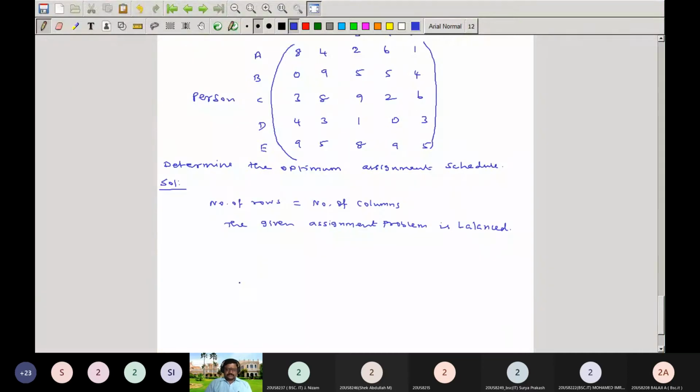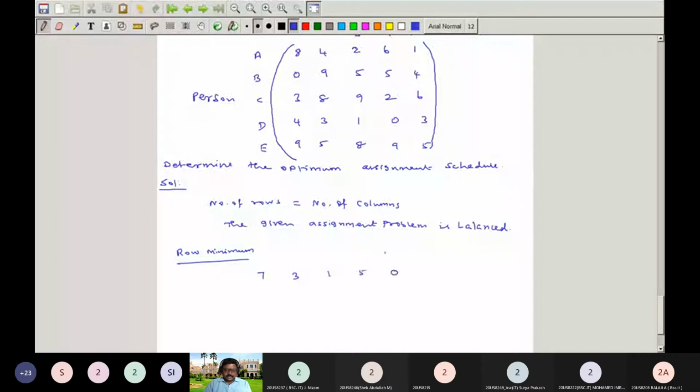Step 1: row minimum. The minimum value is 1. Subtract the minimum value from all the values. So 8 minus 1 is 7, 4 minus 1 is 3, 2 minus 1 is 1, 6 minus 1 is 5, 1 minus 1 is 0.